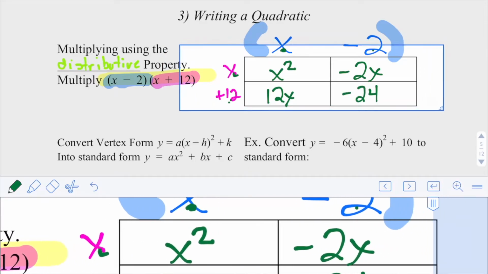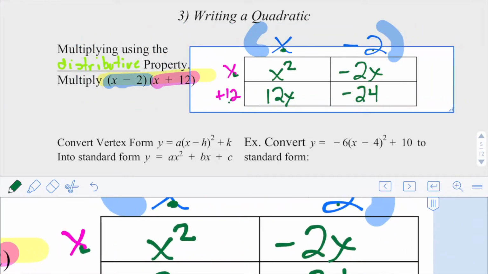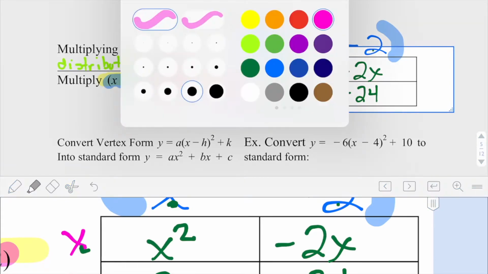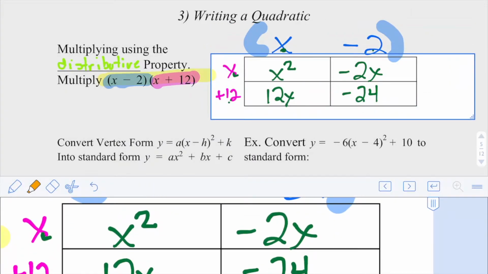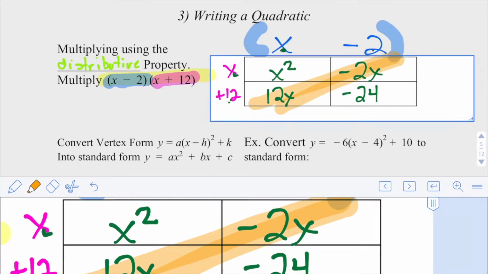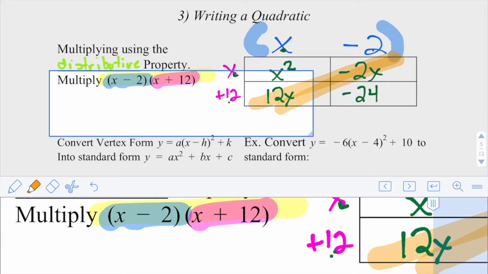And then what's really cool about the Punnett square whenever you're doing this, and this always holds true, is that your diagonals are always your like terms. So like this right here is a like term. These are like terms that you can combine, right? Combine like terms.